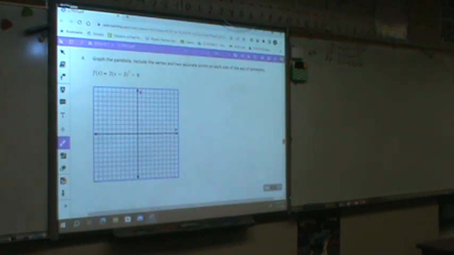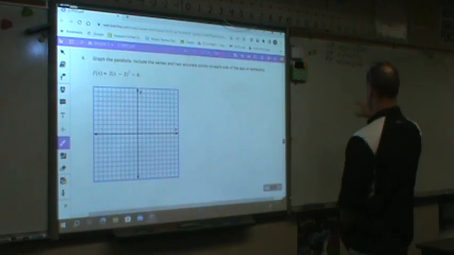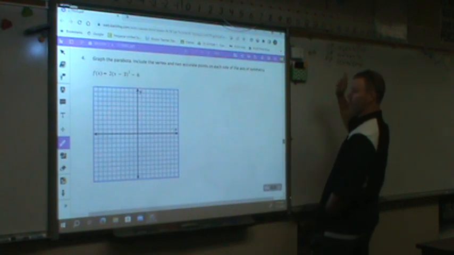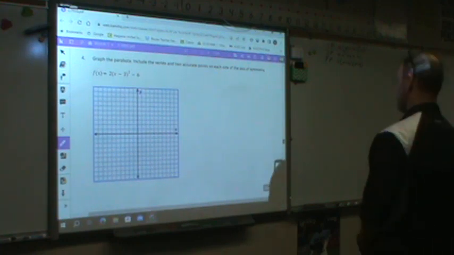Graph the parabola, include the vertex and 2 accurate points on each side of the axis of symmetry. So what form do you see in the problem? We have 3. We have vertex form, standard form, and factored form. I know it's hard to see those on camera, but if you're in class, you have those 3 forms. Which form do they give me? They give me vertex form, okay?